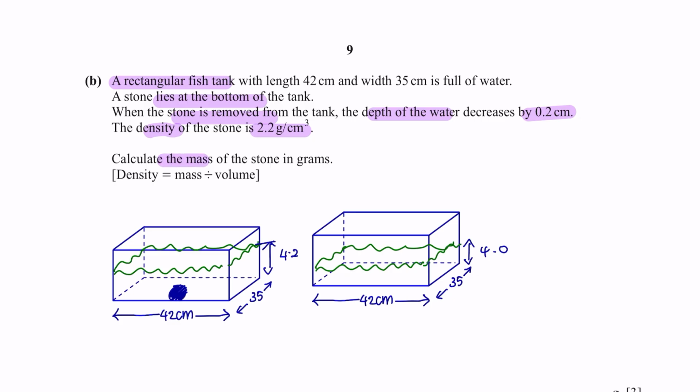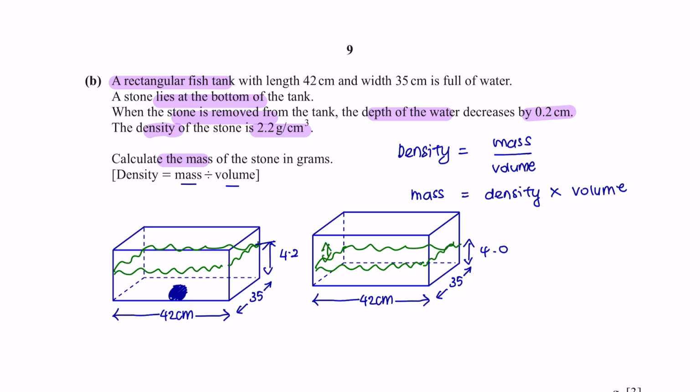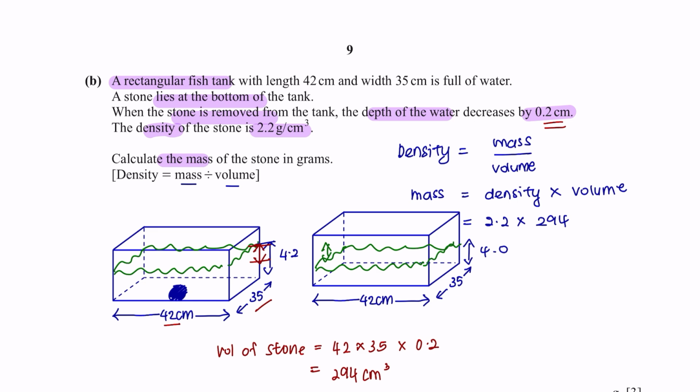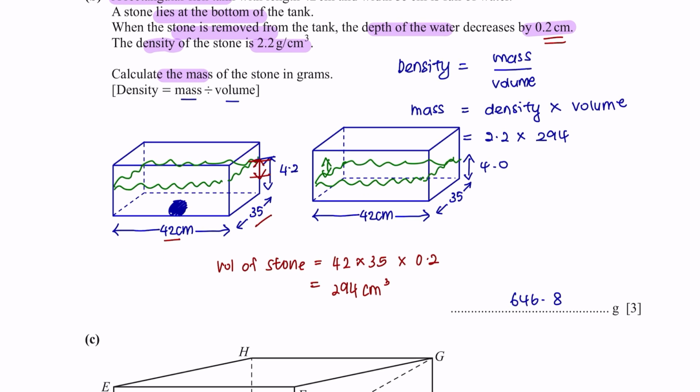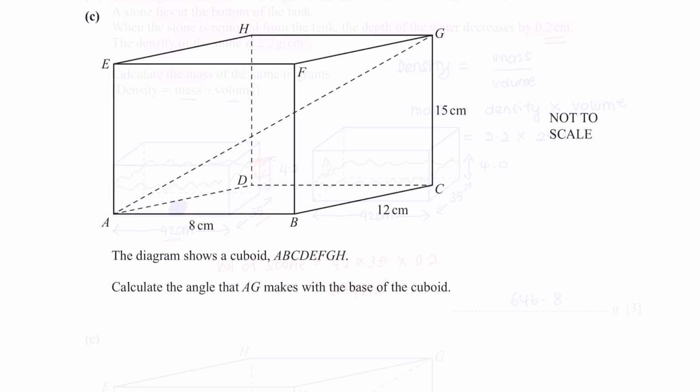Now density is equal to mass divided by volume. So the mass of the stone would be the density of the stone times the volume of the stone. To find the volume of the stone, we can just calculate the water that was displaced by the stone, which will be the length 42 cm, multiply the width, and multiply the height of the water that was displaced, which was 0.2, which is 294 centimeter cube. Now we can just calculate the mass, which is 2.2 times 294, giving you a mass of 646.8 grams. Next question, part C.